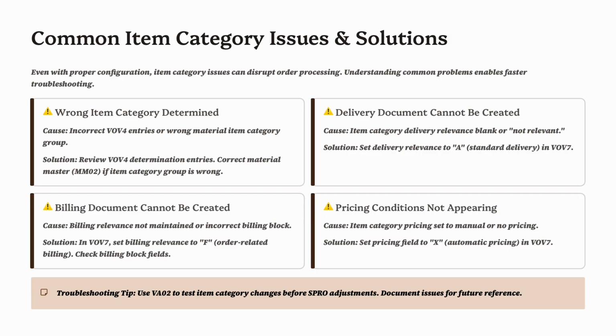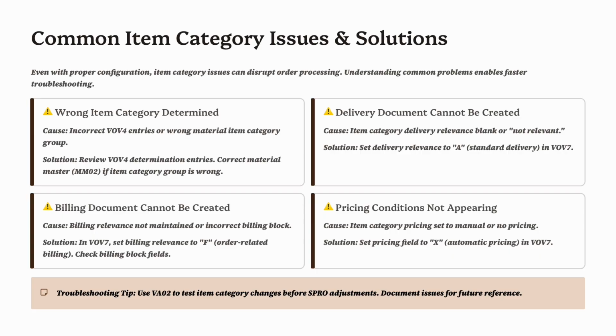4. Material enters with wrong item category. This is a determination issue. Check the item category group in the material master, the sales document type, missing or incorrect usage, and incorrect entries in the determination table. A single wrong entry in this table often causes entire orders to behave incorrectly.